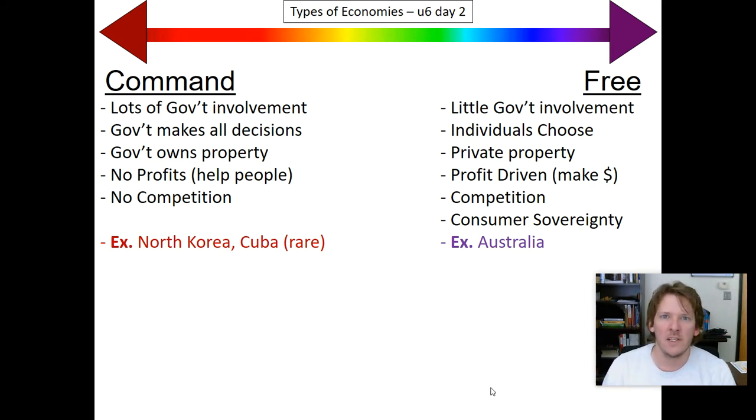Does the government decide what you can buy and sell and how much of it you can buy and sell and what the prices of those specific goods are going to be and what goods are available? Or is the government pretty hands-off, laissez-faire? They're not involved. They let you do your own thing. That's the biggest difference. A free economy has very little government involvement.